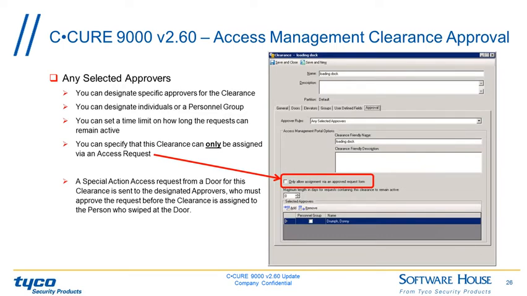If you select the approver rule for any selected approvers, you can designate specific approvers for this clearance, and you can designate a personnel group, which would be a group of approvers. You'd want to set it up that way. You can set a time limit for how long the request can remain active, and this is separate from the system variable. So, you know, if you only wanted requests for this clearance to be able to be active for a week, you could set that maximum length.